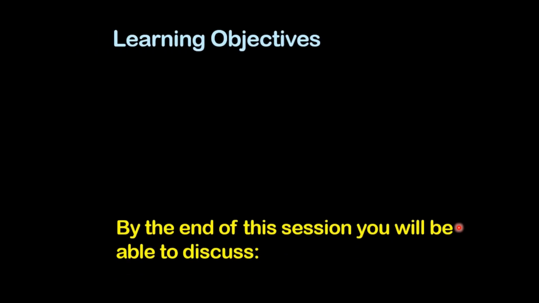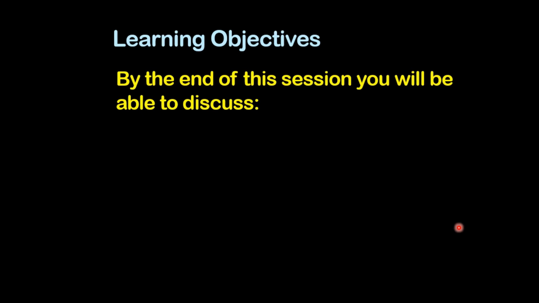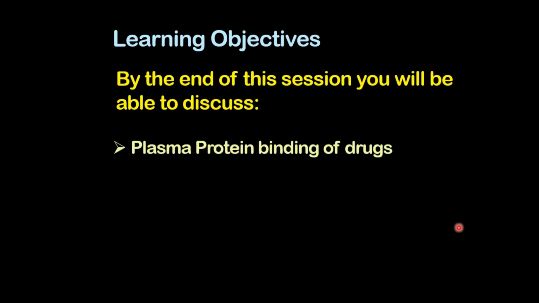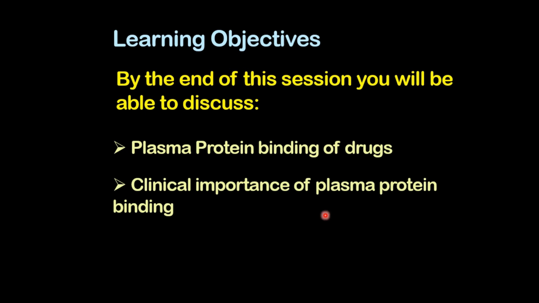Today our learning objectives are that by the end of the session we will be able to discuss the plasma protein binding of drugs. What is plasma protein binding, and what is the clinical importance of plasma protein binding? It has a very important place in clinical pharmacology. And what is the relation of plasma protein binding with the duration of action and plasma half-life of a drug? So these are our learning objectives regarding plasma protein binding.